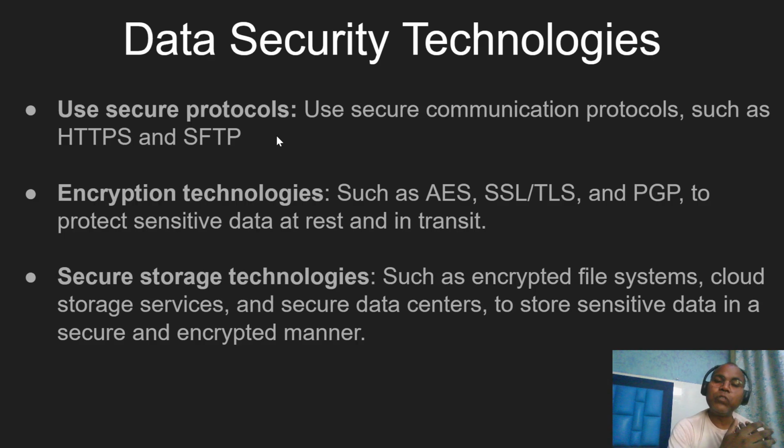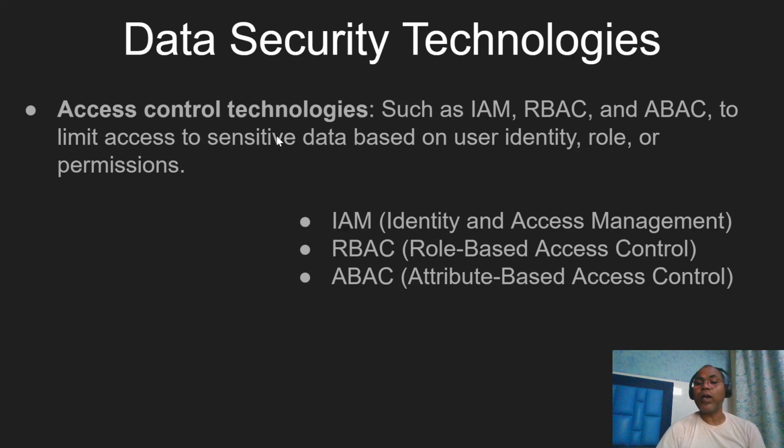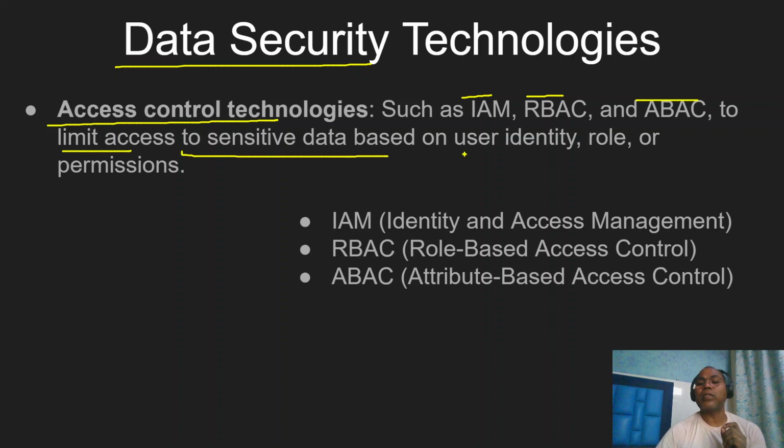So you can say we have a huge list of data security technologies. As a system design engineer, our responsibility is to be aware of the technologies available and just use them. And nowadays, well-established frameworks are available for data security, like access control technologies. We have a lot of access control technologies like IAM, RBAC, and ABAC to limit access to sensitive data based on the user identity, role, or permission.